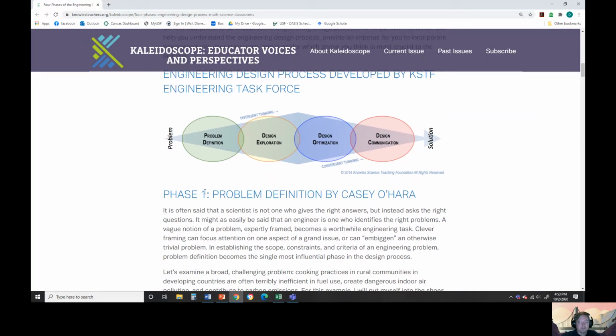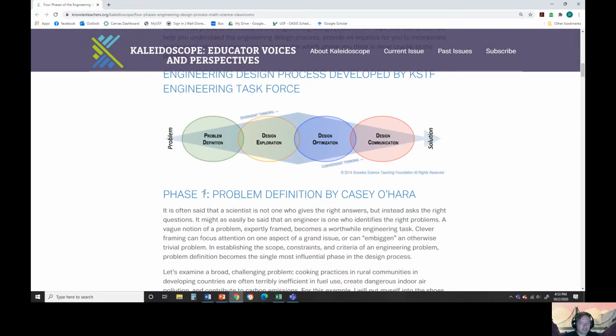Now, that's one of the things that makes a difference between a scientist and an engineer. In the first sentence, if you read, it is often said that a scientist is not one who gives the right answers, but instead asks the right questions. So an engineer might be one who identifies the right problem.